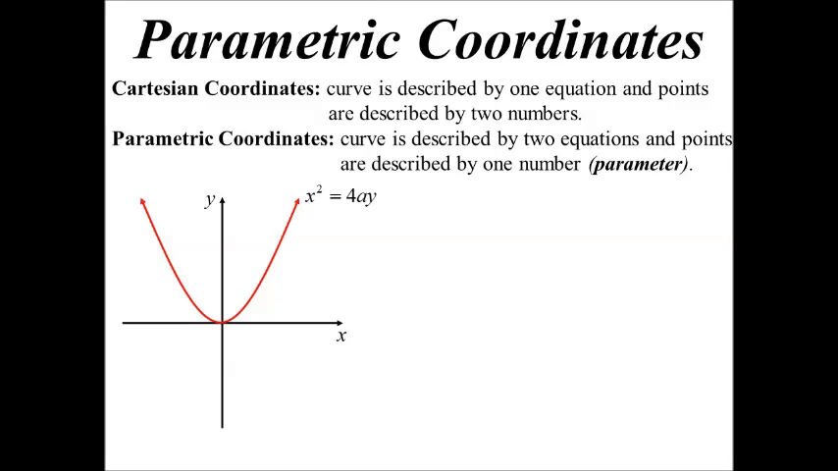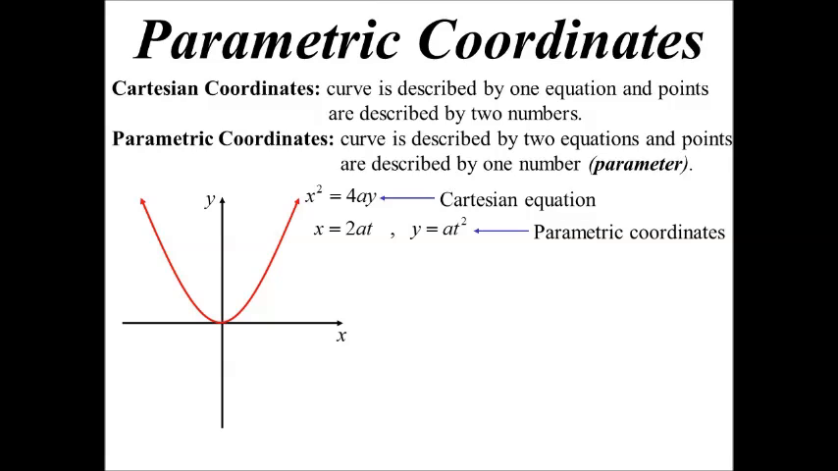So let's just have a look at our good old parabola. There it is. x squared equals 4ay is how we've seen it can be written. So that's the Cartesian equation. We have one equation that describes the curve. The parametric equation, the standard one we use, is this. For the x value, 2at. For the y value, at squared.